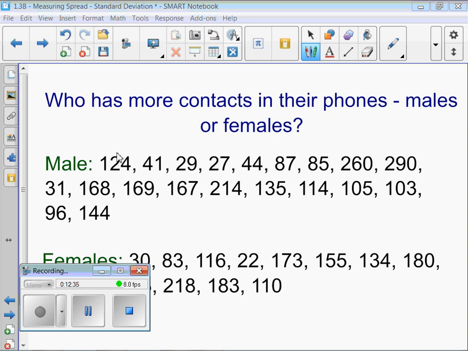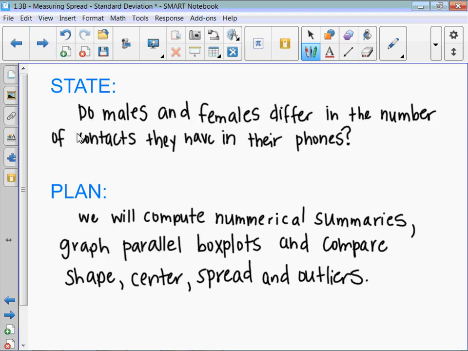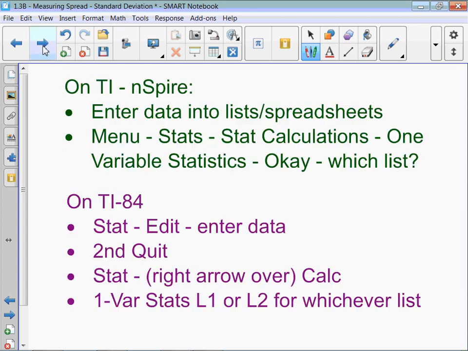And for the plan part, this is a little vague. We're going to compute all the summaries we need, everything we need data-wise. And then we're going to graph parallel box plots. That's just the way we're going to do this one. You could choose to do it differently. And compare the stocks: shape, center, spread, and outliers. So we're comparing the distributions using our stocks. All right, so let's see if we can do this.